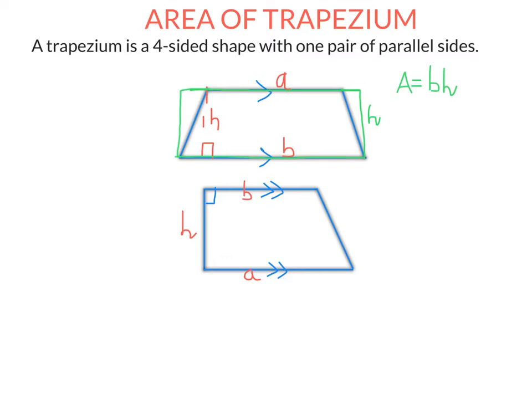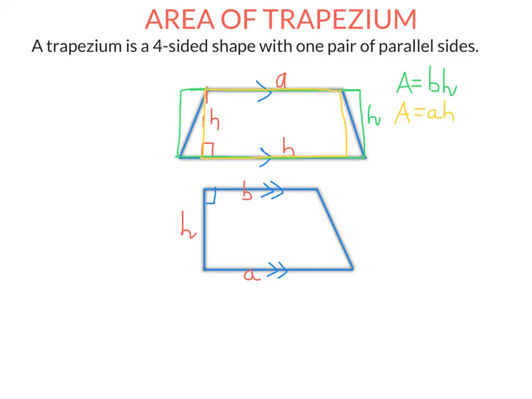So now I'm going to draw a smaller rectangle that's inside the trapezium. So if I draw it around like this, what would be the area of this rectangle here in yellow? Well, its width is again h, and its length here is a. So the area of the rectangle in yellow is a times h.